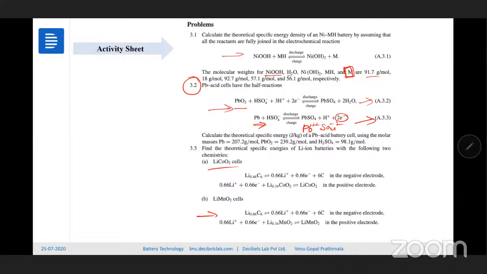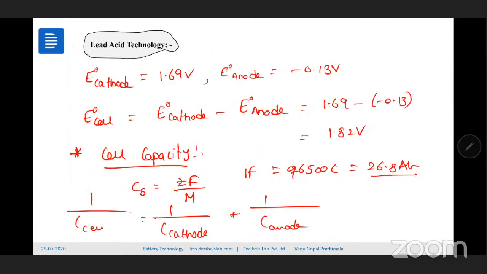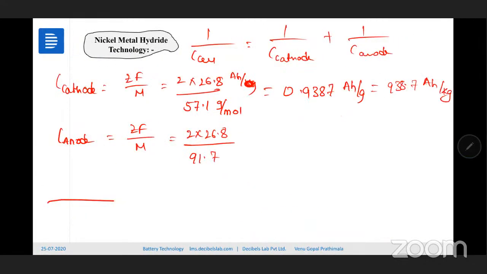For water, it is 18 gram per mole. For nickel hydroxide, it is 92.7. For metal hydride, it is 57.1. And for metal itself, it is 56.1 gram per mole. Okay, so now in the equation, if you take just metal, it is 56.1, but we are taking the metal hydride here, so it will be 57.1 gram per mole. So the same value I'm taking over here, 57.1. Sorry, it is not 57.1. 7.1. So this will come around.